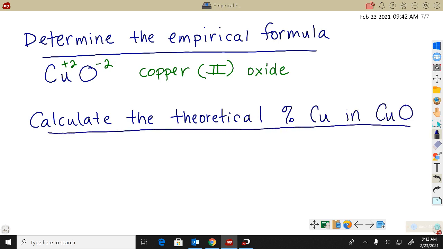So what if we did all this work with our lab data, but now we want to confirm that it was good? I mean, I know that that is the version of copper oxide that I picked, and so I am not mad at my data. But what if I wanted to confirm or see, did I make any errors along the way? Let's see how good the data was. Calculate the theoretical percent copper in copper oxide. Theoretical means no error. Theoretical means periodic table.